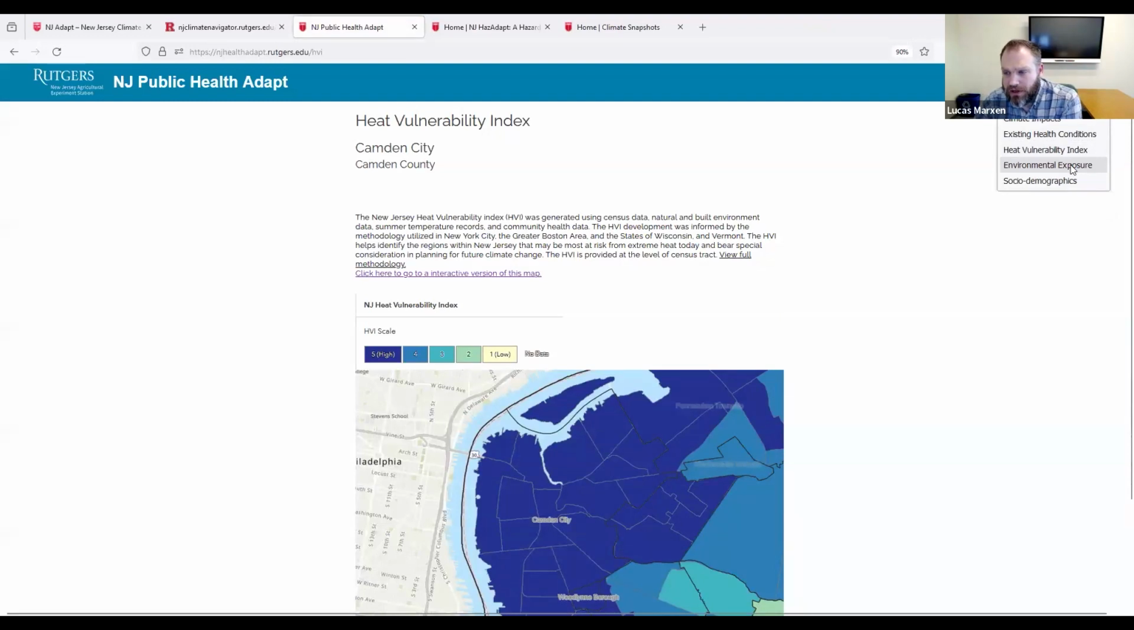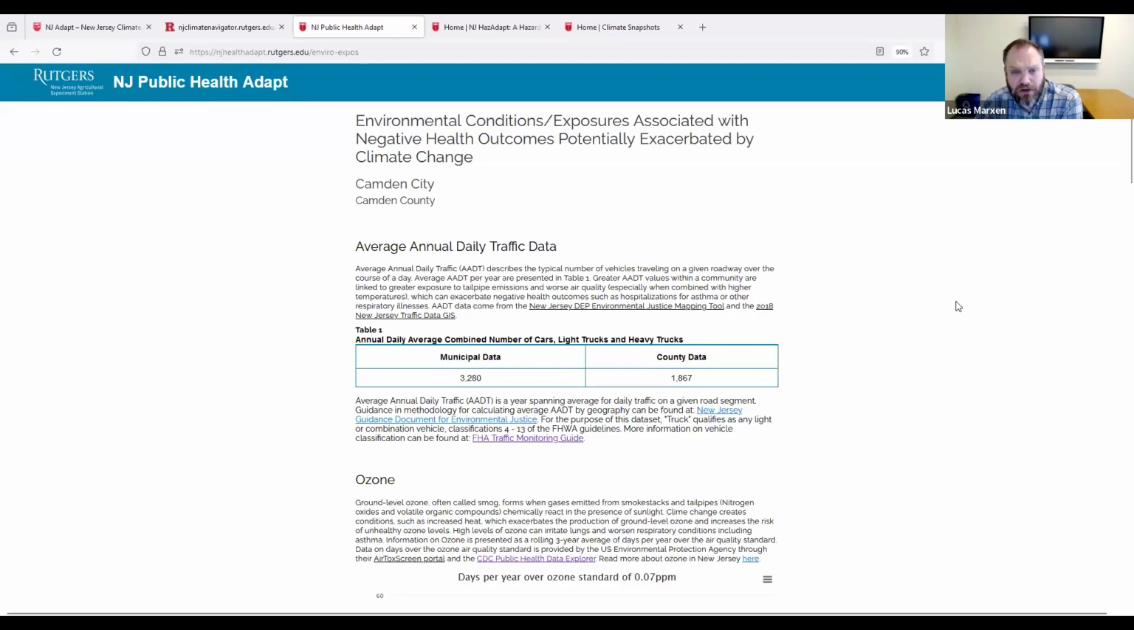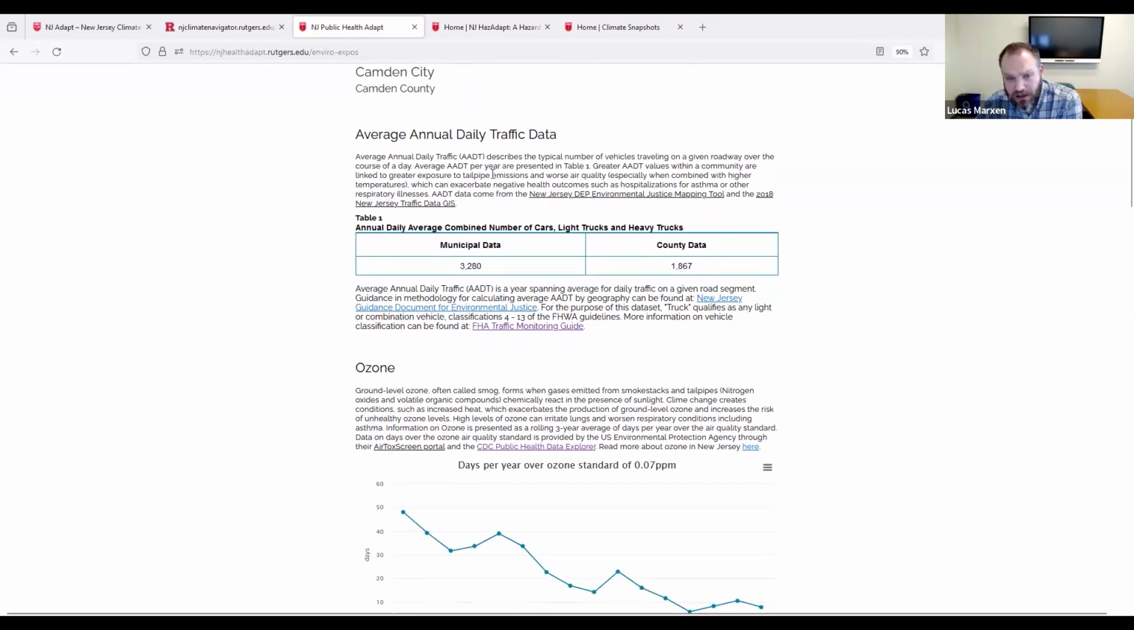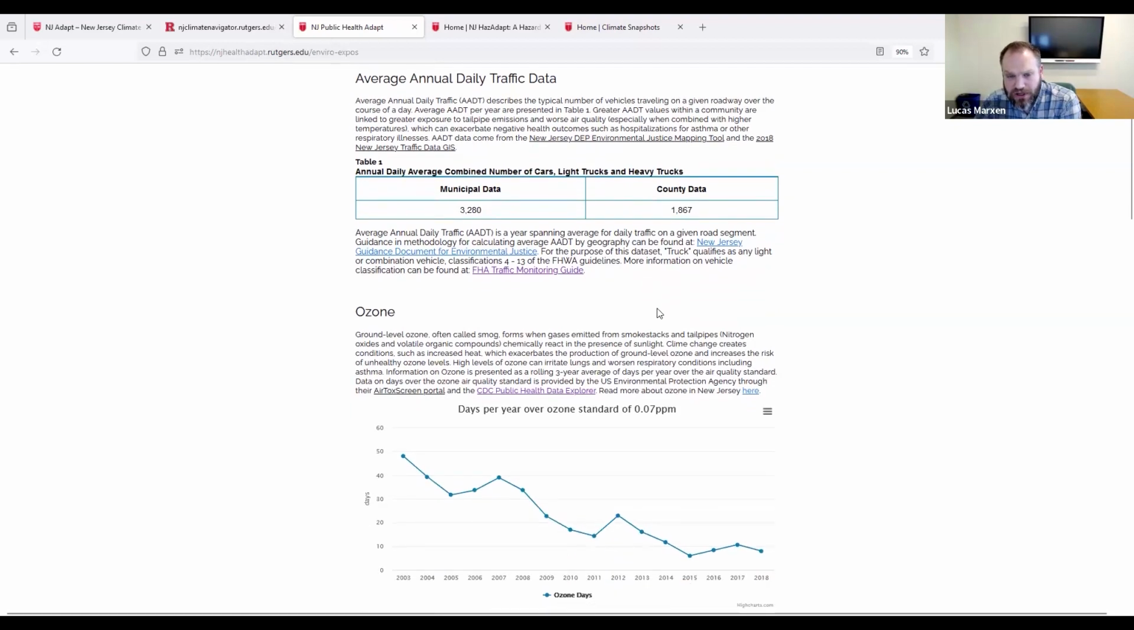The next section of our public health adaptation tool is our environmental conditions and exposures that may be associated with negative health outcomes. So this is pulling different types of data sets regarding environmental conditions and environmental factors. So we have data such as the average annual daily traffic data, which can be a measure that can impact air pollution within a lot of localities. So it looks at the total number of cars, light trucks, and heavy trucks that are the average daily amounts within the municipality, but also provides it at the county level for a comparison so you can understand if your specific locality is higher or lower than the average within your county.